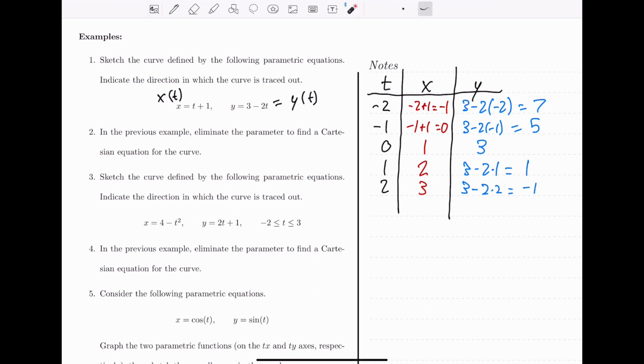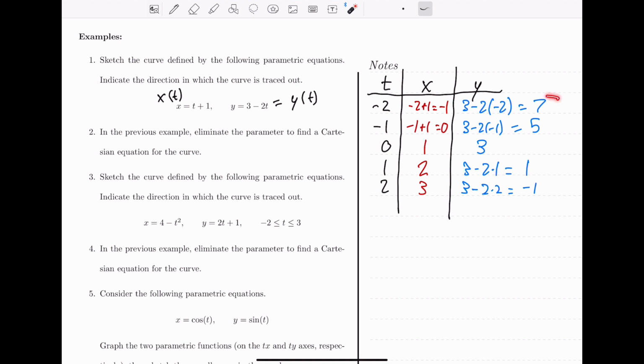Notice here that these all have a difference of 2. 7, 5, 3, 1, -1. We're subtracting 2 each time. And if you think of the equation here, then that's really what's going on. We're subtracting 2 as we increment t.